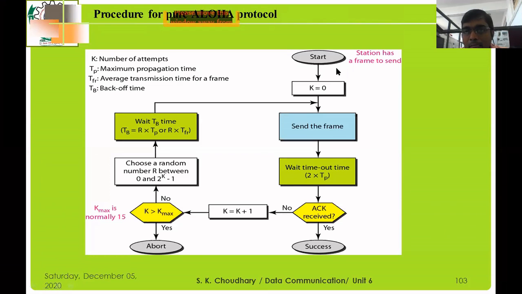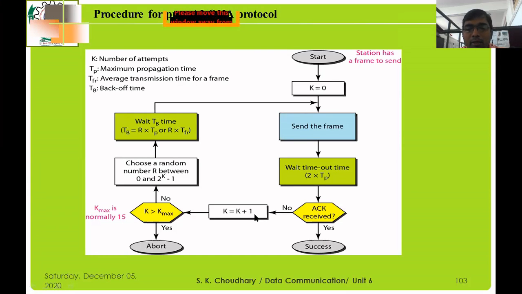K here is the number of attempts. Initially the number of attempts is 0, and then the first frame starts to be sent from the station. So it sends the frame, and the sender waits for the time 2 times the propagation delay, that is, it waits for the acknowledgement signal. If the acknowledgement is received, the transmission is successful and it stops. But if the acknowledgement is not received after 2 times TP, then what happens?